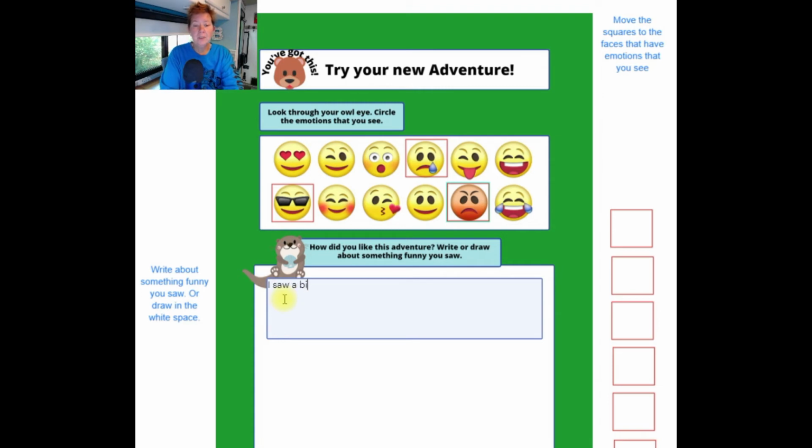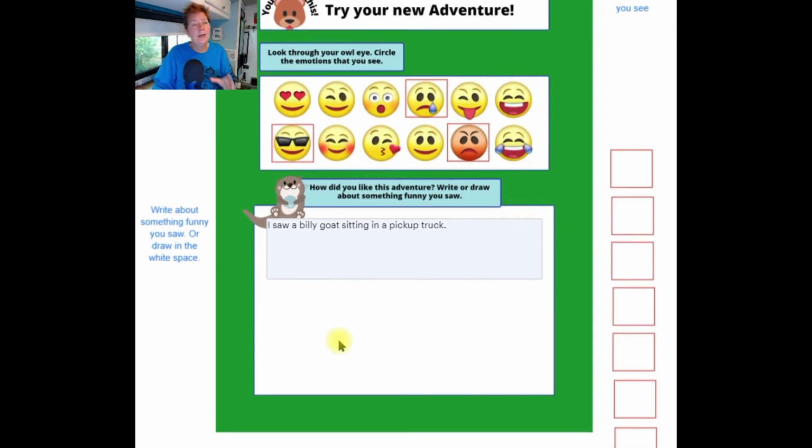I saw a billy goat sitting in a pickup truck. And yes, I actually did see a billy goat sitting in a pickup truck. A guy would drive his goat around town. So that could happen. So they saw something funny. They can also try to write and draw it in here.